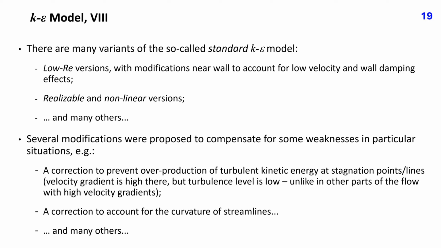There are many variants of the so-called standard K-epsilon turbulence model. Low-Reynolds versions with modifications near the wall to account for low velocity and wall damping effects, realizable and nonlinear versions, and many others. Several modifications were proposed to compensate for some weaknesses in particular situations, for example, a correction to prevent overproduction of turbulent kinetic energy at stagnation points or lines. The velocity gradient is high there, but turbulence level is low, unlike in other parts of the flow with high velocity gradients. And a correction to account for the curvature of streamlines, as well as many others.